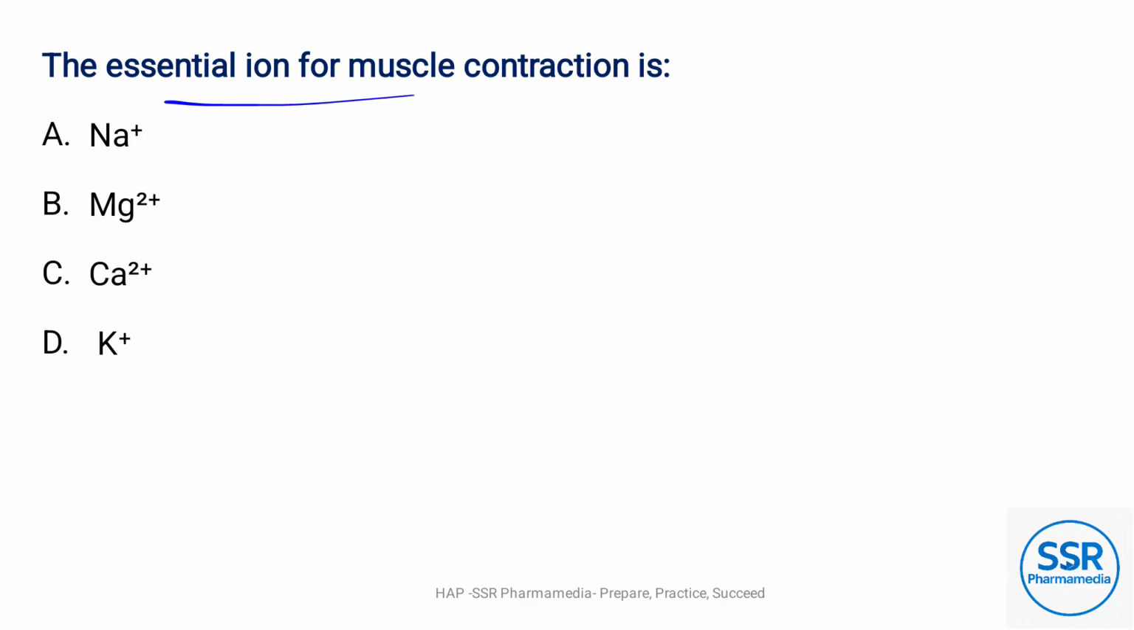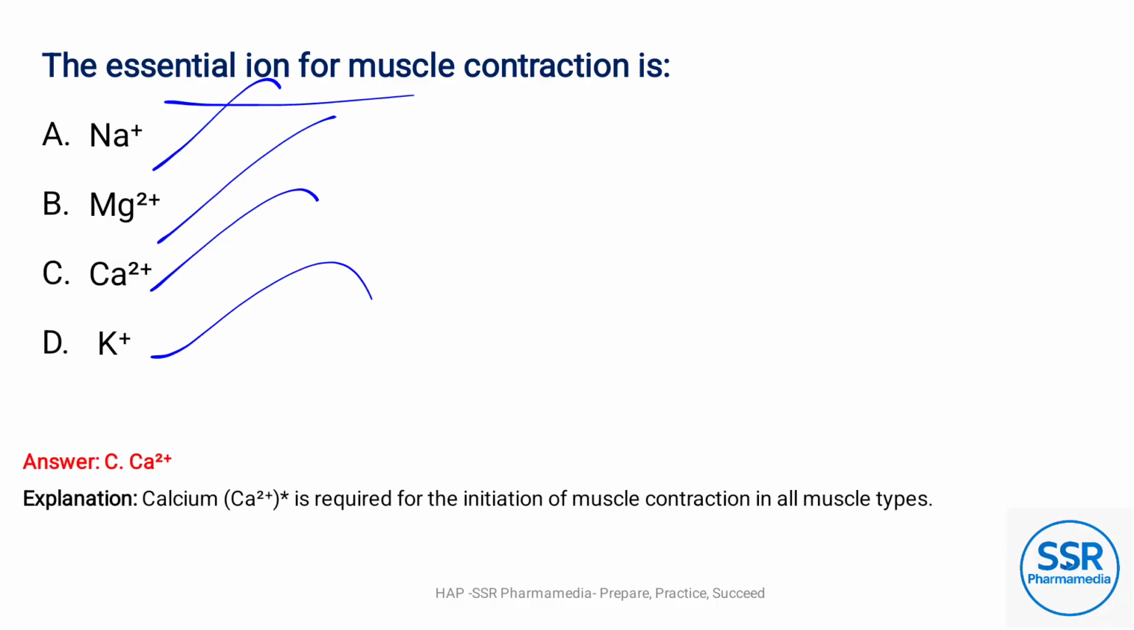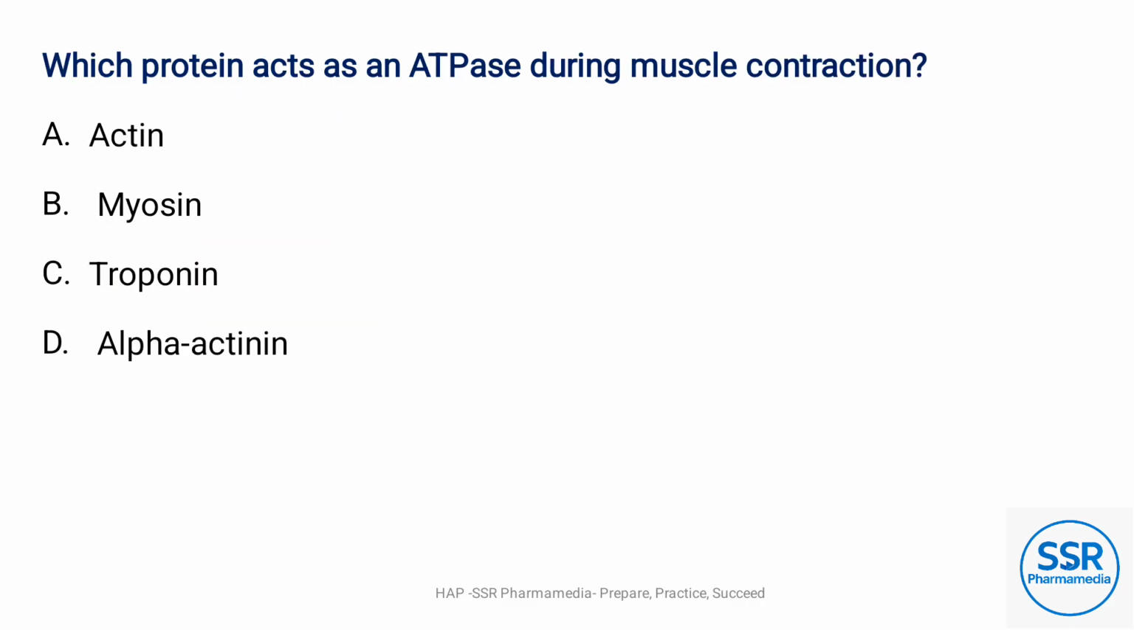Next, the essential ion for muscle contraction. Option A, sodium ion. Option B, magnesium ion. Option C, calcium ion. Option D, potassium ion. So option C is the answer, calcium ion. Calcium ion is required for the initiation of muscle contraction in all muscle types.